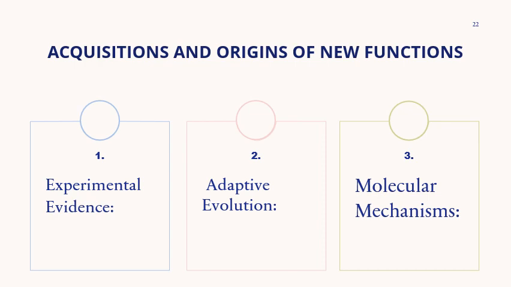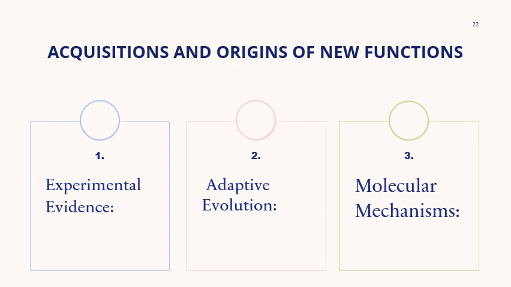Second, we'll talk about adaptive evolution. The acquisition of new functions is often driven by natural selection. Mutations that result in advantageous traits or functions are more likely to be passed on to future generations. Beneficial mutations can lead to the fixation of new functions in a population, contributing to evolutionary adaptation.